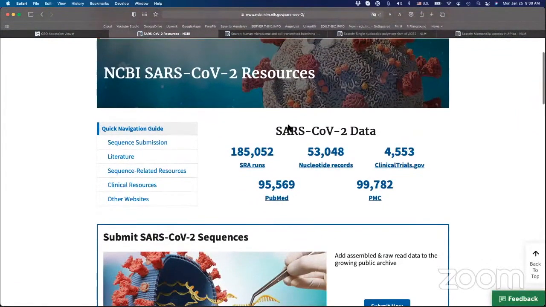So I think there's a huge number of data sets. You can see that there are over 185,000 SRA runs. So who knows what SRA stands for? I'm assuming some of you that put number 5 for the previous question are very familiar with these abbreviations. So please let us know, what does SRA stand for?